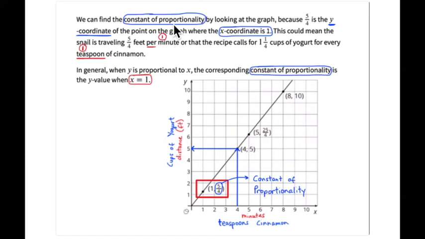So the constant of proportionality, when the x coordinate is 1, the y coordinate will tell you what that constant of proportionality is. So when the x coordinate is 1, the y coordinate is the constant of proportionality. And if you take all of these other coordinates and take the y coordinate divided by the x coordinate, because it's a proportional relationship and it goes through 0, 0, it will always be, in this case, 5/4. 25/4 divided by 5, 10 divided by 8, 5 divided by 4.